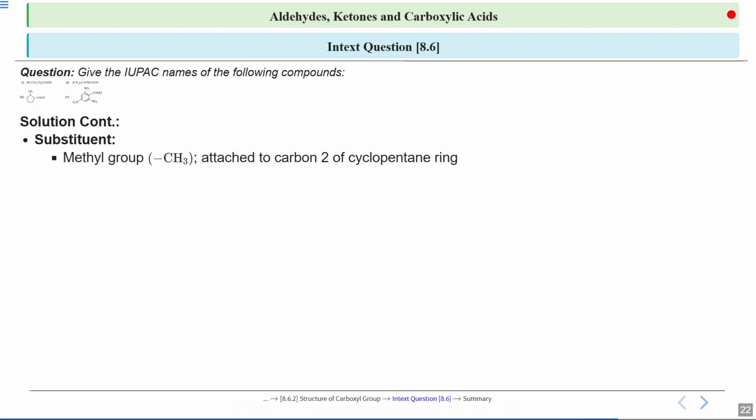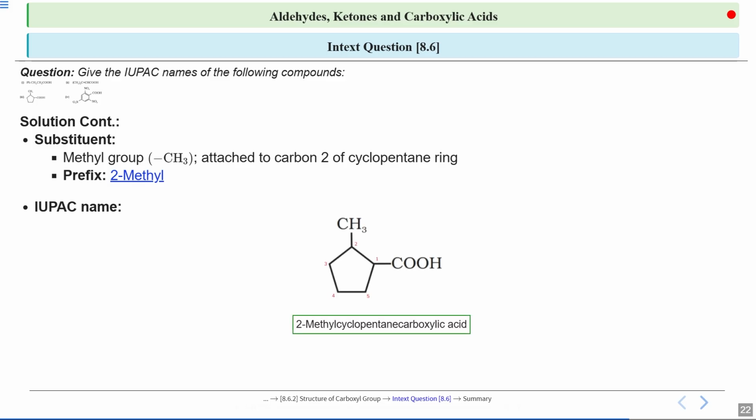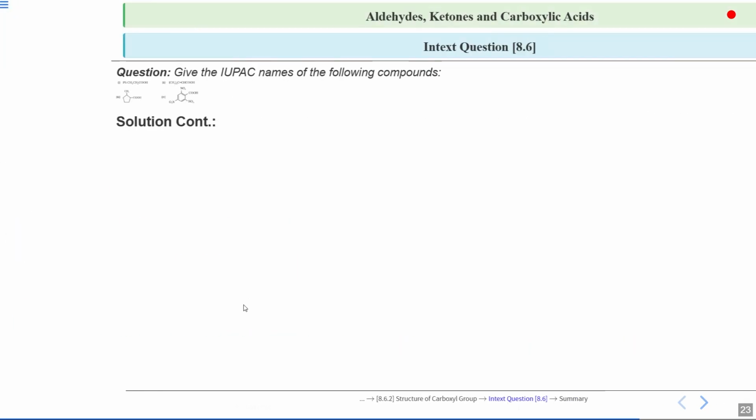And if I talk about the substituents, then a methyl group is attached to carbon number 2 of the cyclopentane ring. So the prefix which we use over here is 2-methyl. Now if we finally combine all this and write the IUPAC name, it will be 2-methylcyclopentanecarboxylic acid. Whenever you are naming such ring structures, you write the corresponding name of the alkane, followed by the suffix carboxylic acid. So this is 2-methylcyclopentanecarboxylic acid.